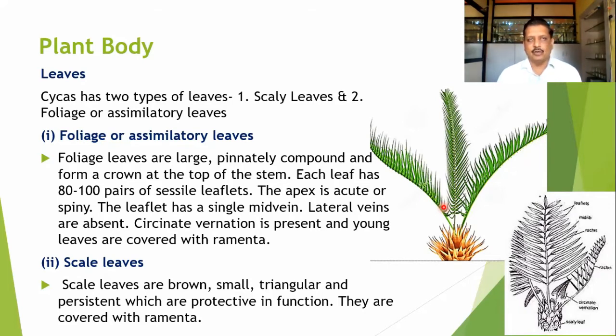Scaly leaves are normally brown in color and very small, mostly triangular, and remain attached to the stem surface. So they are persistent, and the scaly leaves have a protective function.